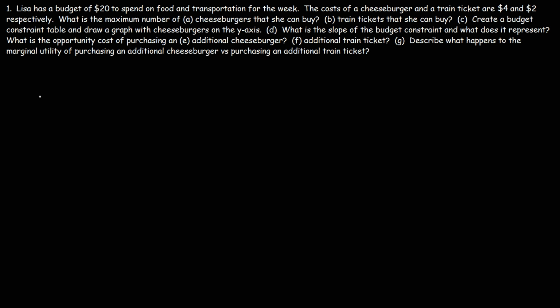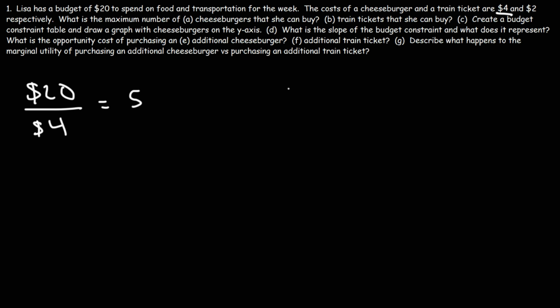To determine the maximum number of cheeseburgers, take the budget that she has and divide it by the price of each cheeseburger, which is $4. So 20 divided by 4 is 5. So that is the maximum number of cheeseburgers that she can buy.